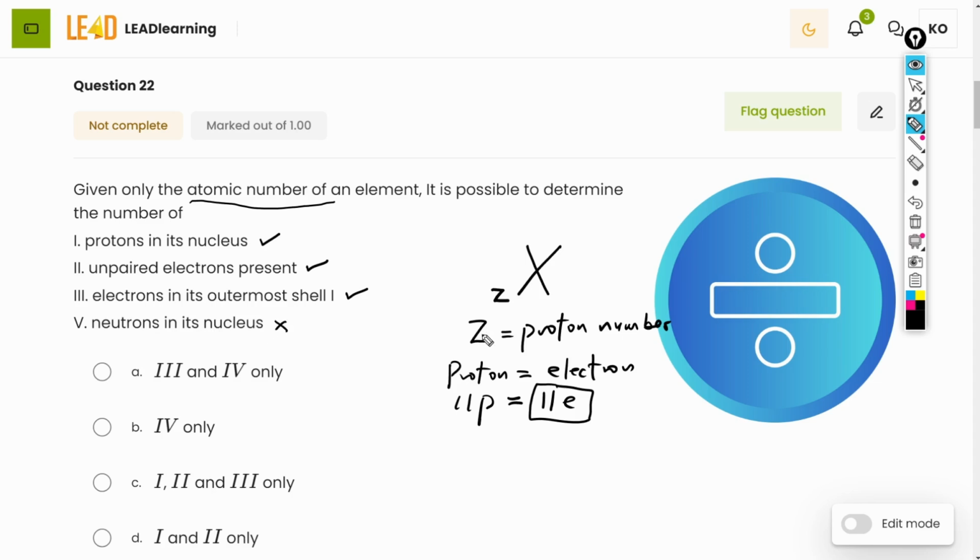No, the number of protons does not relate in any way to the number of neutrons. The only relationship here is when it comes to atomic mass, where the atomic mass of the element is the sum of protons and neutrons. Without the atomic mass, we cannot determine the number of neutrons. So based on this information, our correct answer is the option C. 1, 2, and 3 only can be used to relate to the atomic number of an atom.